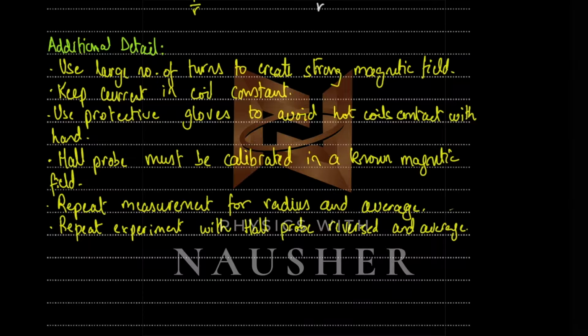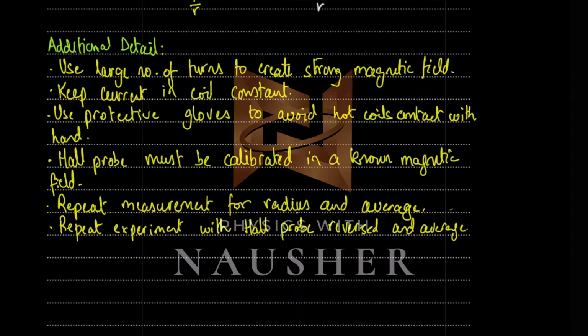Additional detail. Use a large number of turns, like I explained earlier in the question above as well, that it creates a strong magnetic field. Keep the current in the coil constant. That's a constant, a control variable. Use protective gloves to avoid contact of hot coils with the hand. The Hall probe must be calibrated in a known magnetic field.